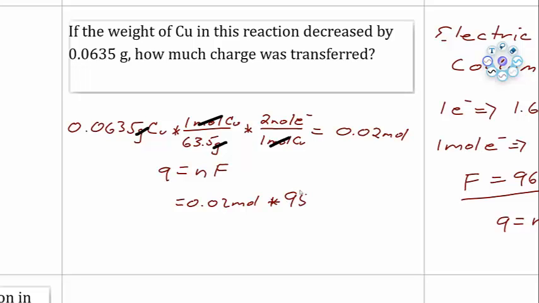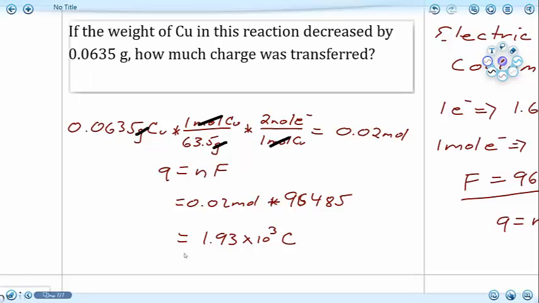Multiplying it by 96485, which is Faraday's constant, and when we crunch these numbers, we get 1.93 times 10 to the 3rd coulombs. So this is one of the basic concepts that we need to be familiar with.